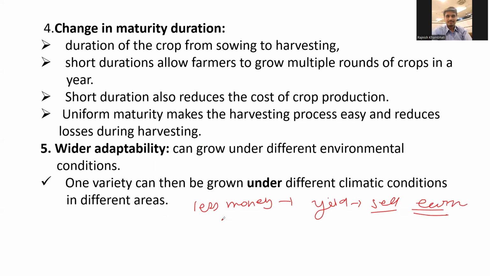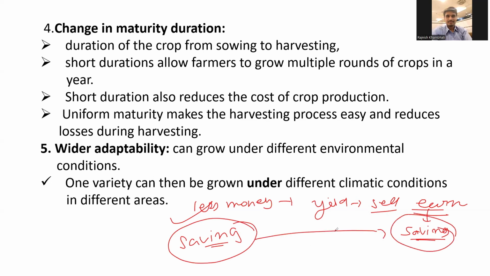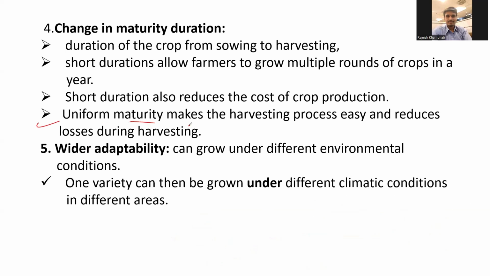So you are spending less money, which means this is a saving. If you spend lesser money, you are saving your money. At the same time, you will be selling something and you will earn. So this is also saving. Means you are saving money here and you are earning money here. So this plus this is equal to your profit. So your profit is high and increased. Clear?